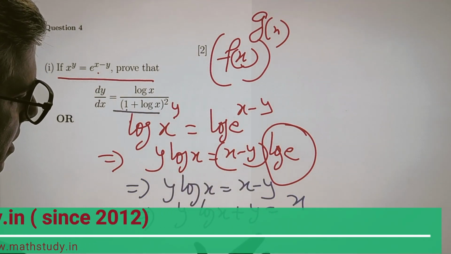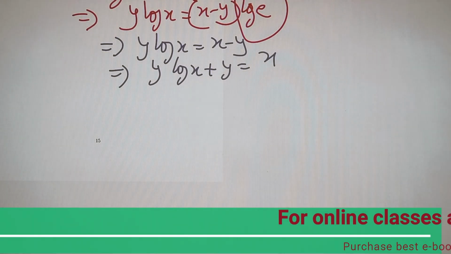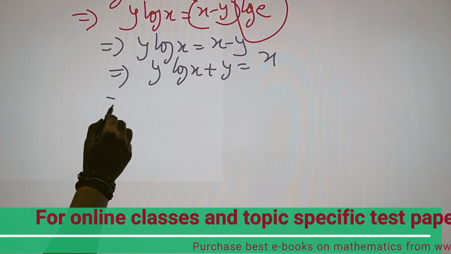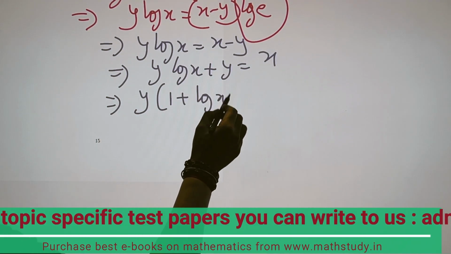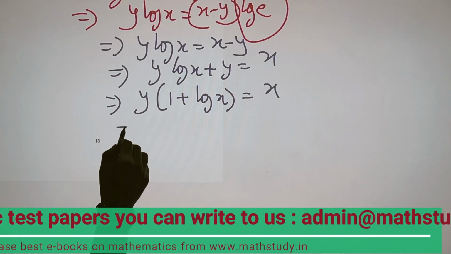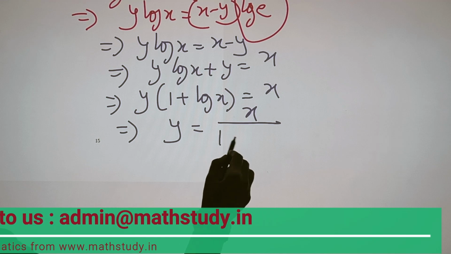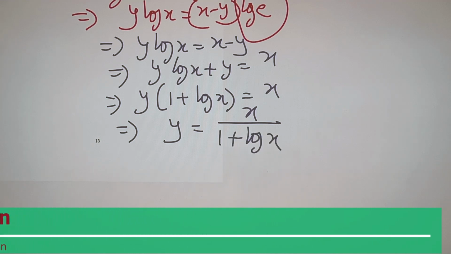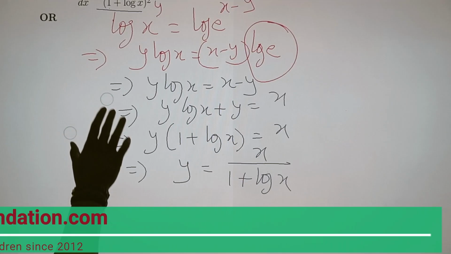Let's make some space here. So here we have y log x plus y is equal to x. Now taking y common, we will get y times (1 plus log x), which is equal to x. Now what we'll do, we will separate x and y terms here. Very simple. 1 plus log x. Now if we see in the question here, what we need to prove?